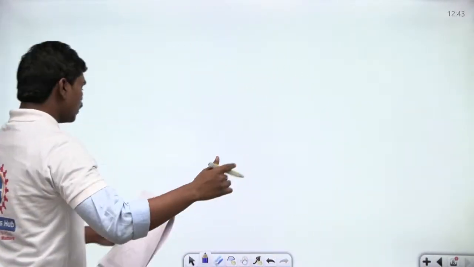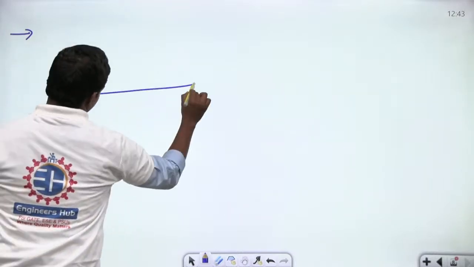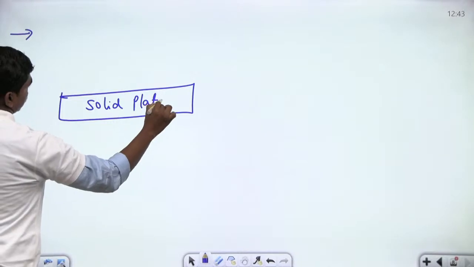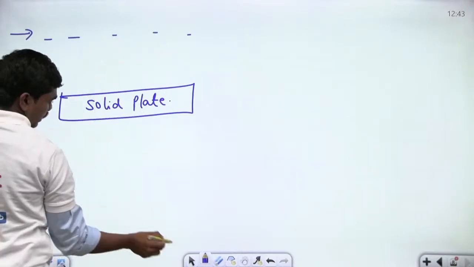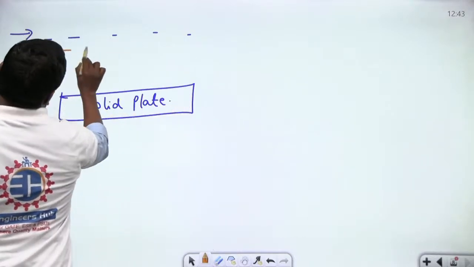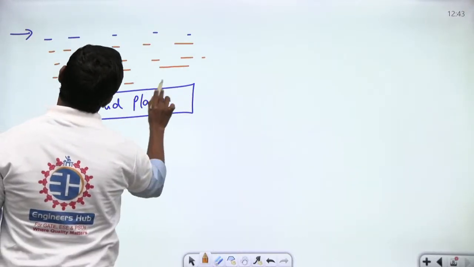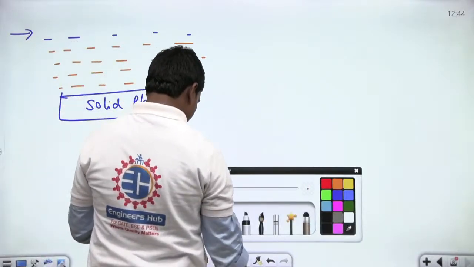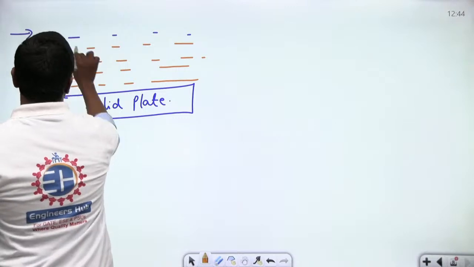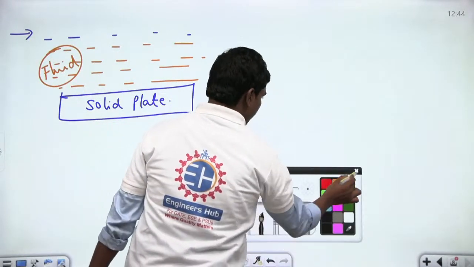Next, yeah, there is some flow over a solid plate. So we have a solid plate, and on the top of the solid plate there is some fluid also. Okay, let us use some different color for the fluid. So this is what is given, fluid and solid plate, and this is fluid. That's okay. Then there is some temperature profile that's given. So let us try to draw the temperature profile also.